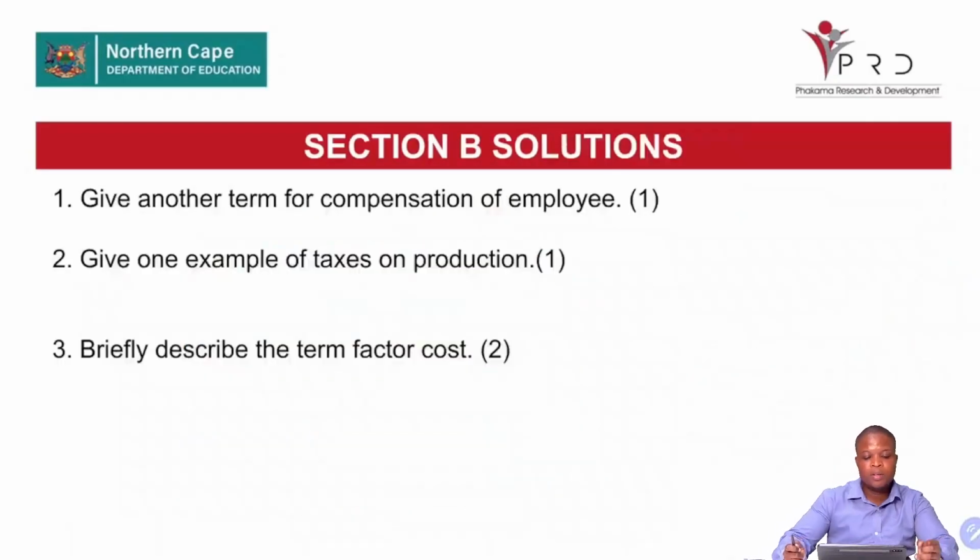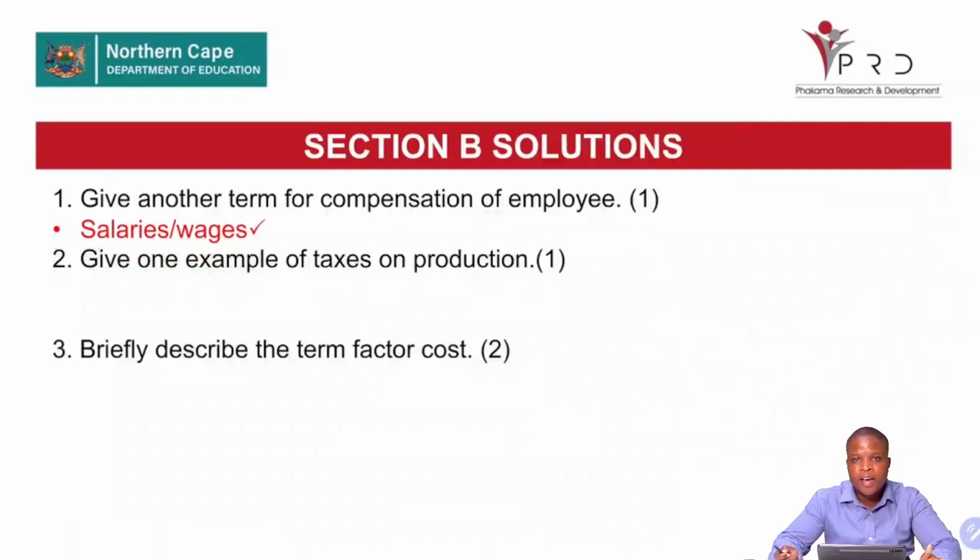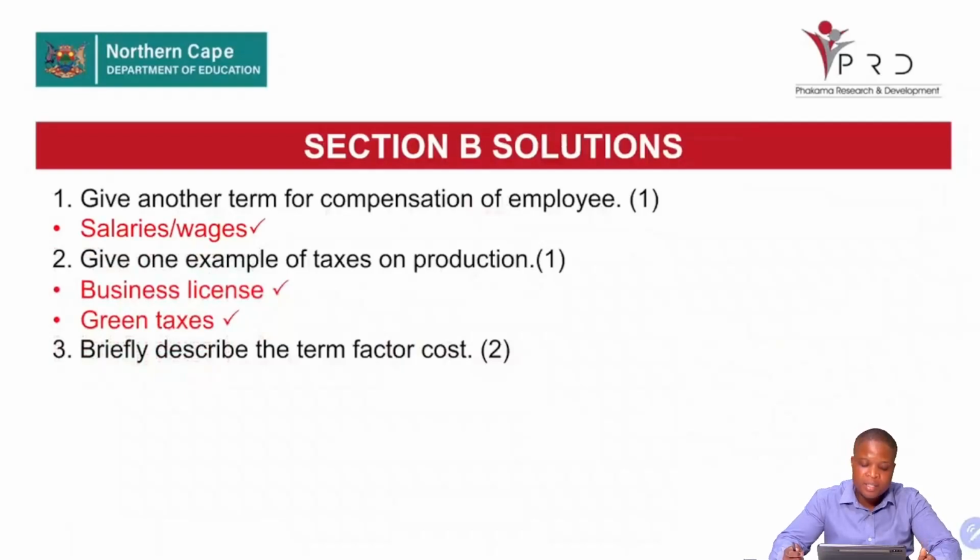Right, let's look at the possible answer. Give another term for compensation of employees. Those are your salaries and wages. Give one example of taxes on production. So taxes on product, it's your VAT, that is on product. On the final goods, VAT, sin tax, excise duties, those are your taxes on product. Taxes on production are charged in the production processes. For example, business license, green tax, capital gains tax, PAYE, those are your taxes on production.